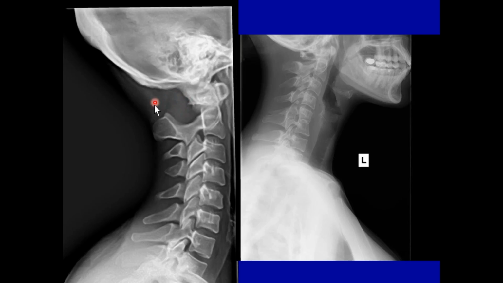They don't have anything involving the posterior portion of C1. Where the laser pointer is now, that's the posterior tubercle of C1, and the laminae of C1. This patient doesn't have them.